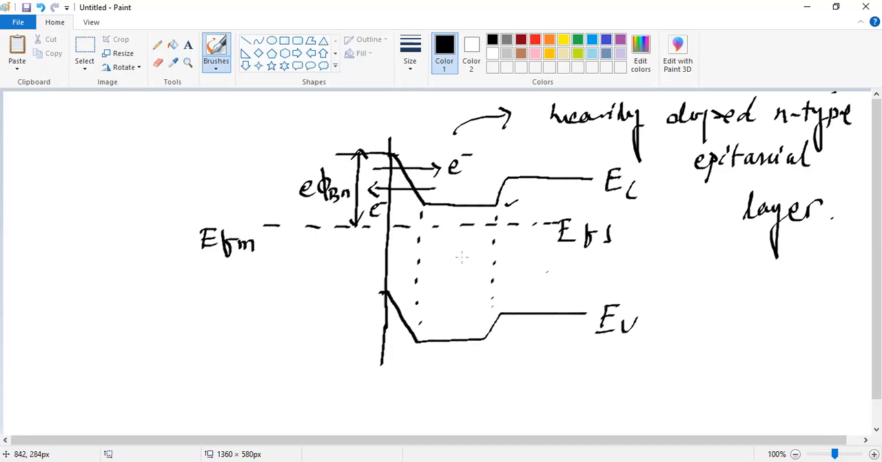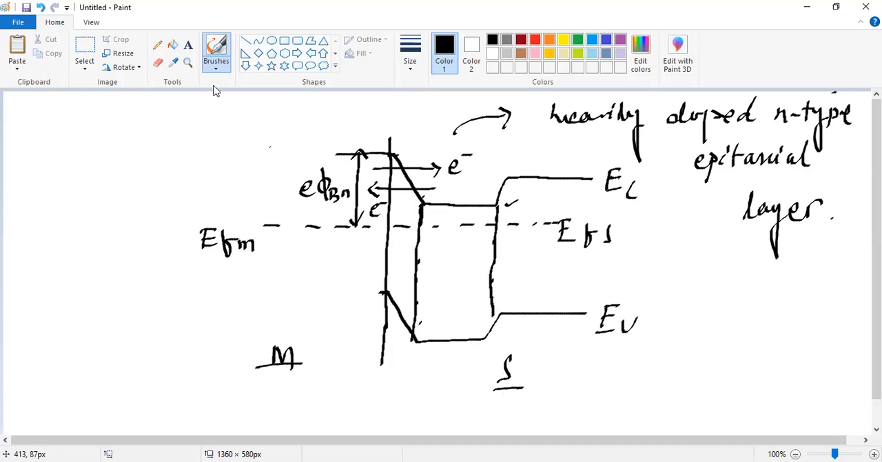So this is the structure: a heavily doped N-type epitaxial layer. That is evident from the band diagram. In this region the conduction band is close to the Fermi energy level, more so here. Forming that epitaxial layer helps the electrons move from both sides, metal to semiconductor and back. This is how the tunneling happens.